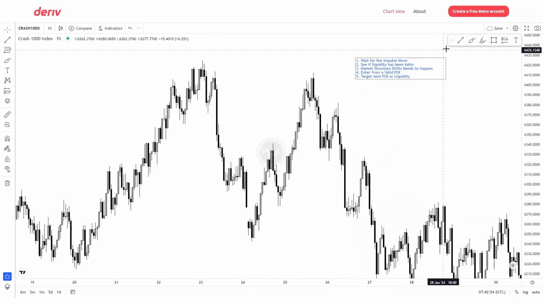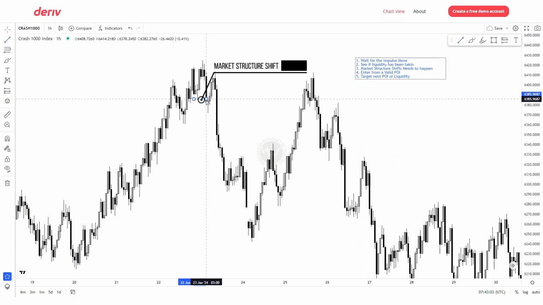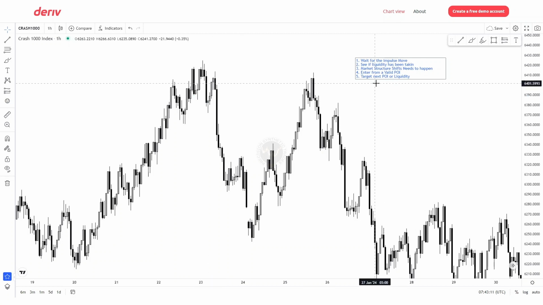We need to wait for a market structure shift to happen. In this example here, that high was created, so this is the low, so price broke that low there, so that I would classify as a market structure shift. So we need to look out for market structure shifts.